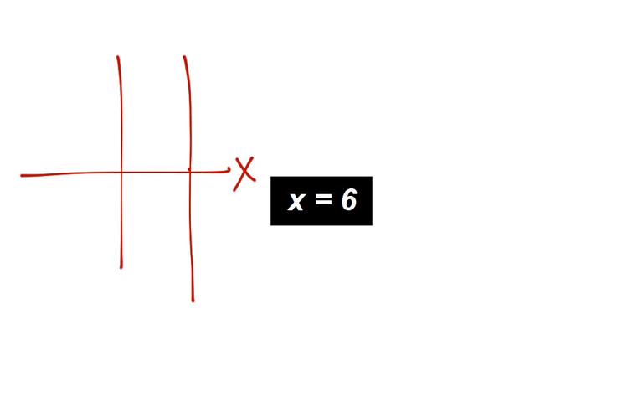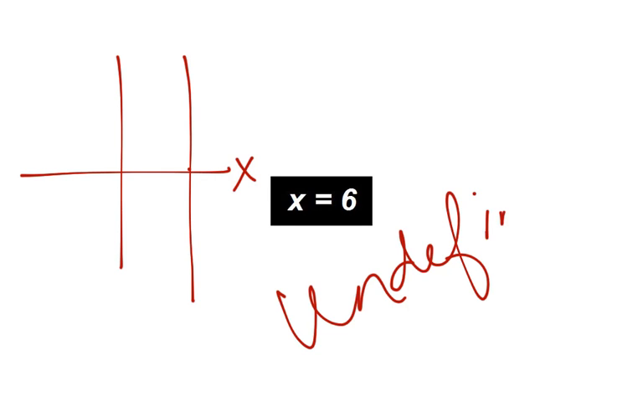X equals 6. There is no number with the x. We've got to think about this. If I had a graph and I have x equals 6, it's got to cross my x-axis at 6. What kind of line is it? Vertical. Tell me about the slope of a vertical line. It's undefined.